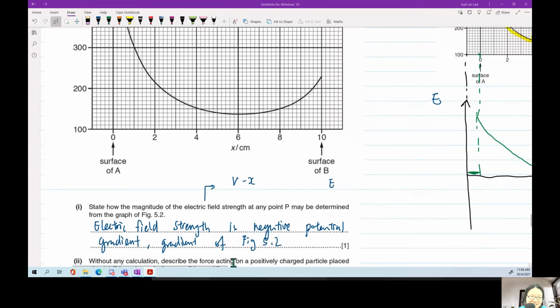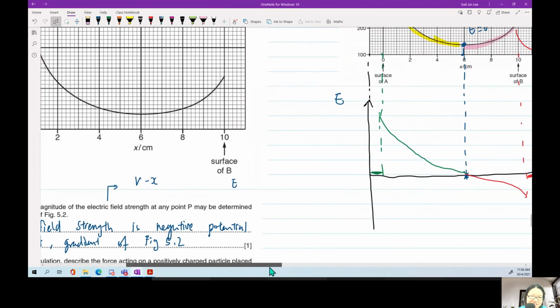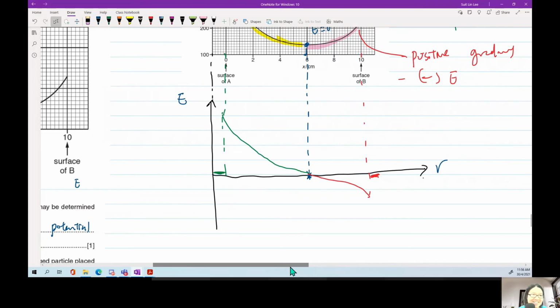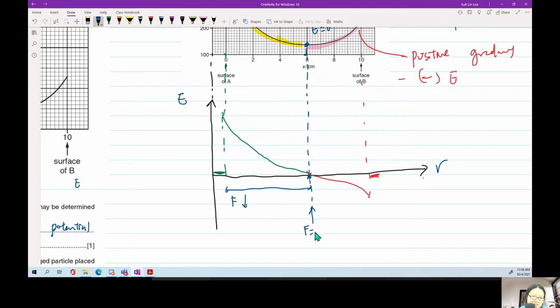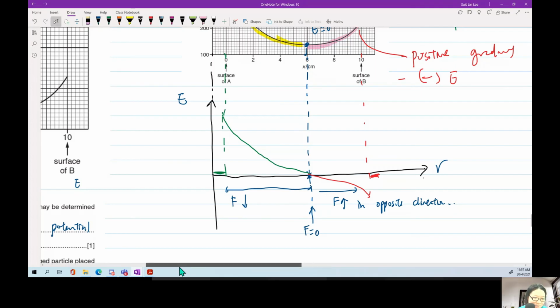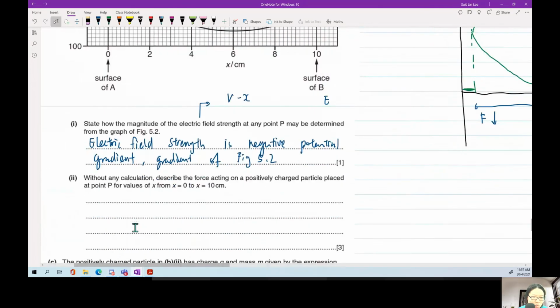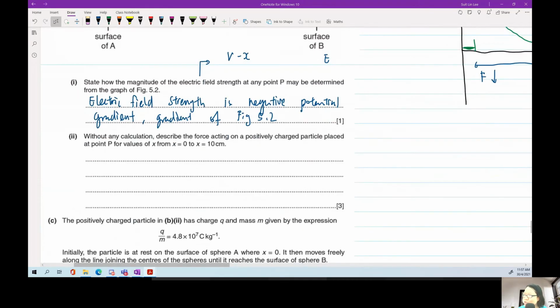So you can see that if you have drawn this graph, you can describe the force here. Here to here, force decreases because the electric field decreases. At this point, force is 0, your 6 cm. And then here to here, force increases in the opposite direction because it's negative already. Okay? So we're going to write that down for 3 marks.